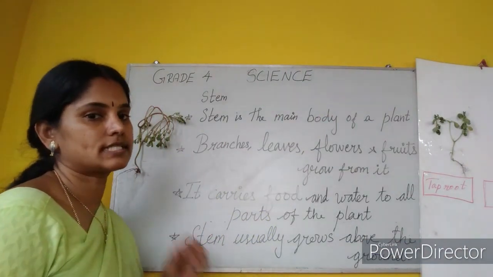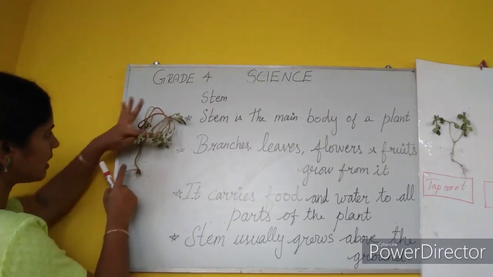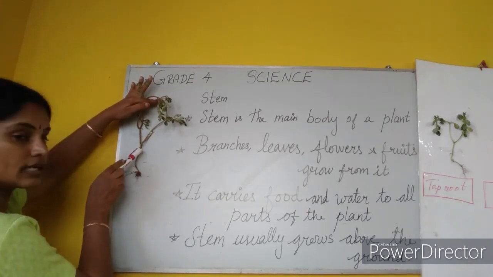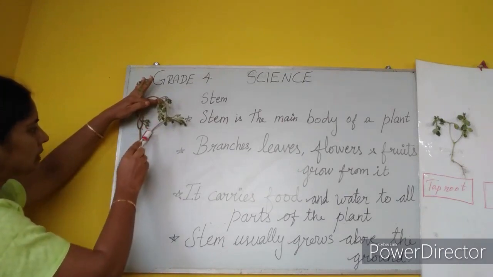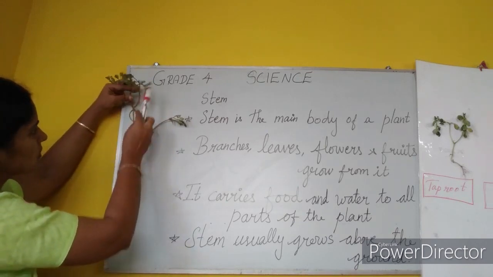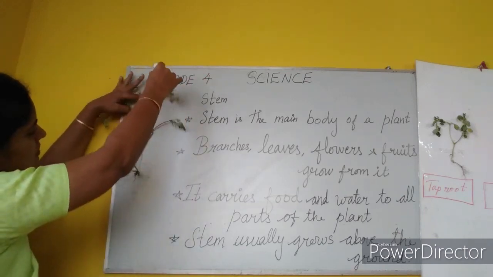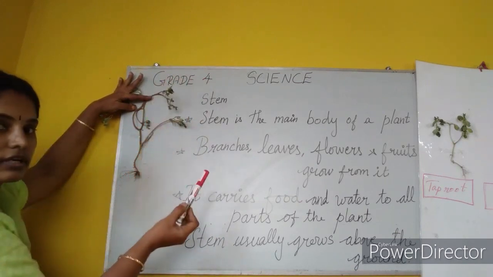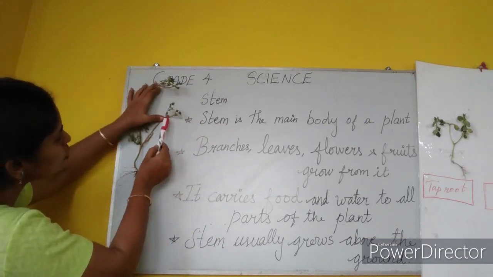So now we'll see about the stem. Which part do we call the stem? This part, isn't it? This is root and this is stem. The stem holds the branches. These are all branches. This is one branch, and see, this one is again divided. See how many branches? This stem has one branch, here one branch, here one branch. In that branch, what is present? Leaves are present.